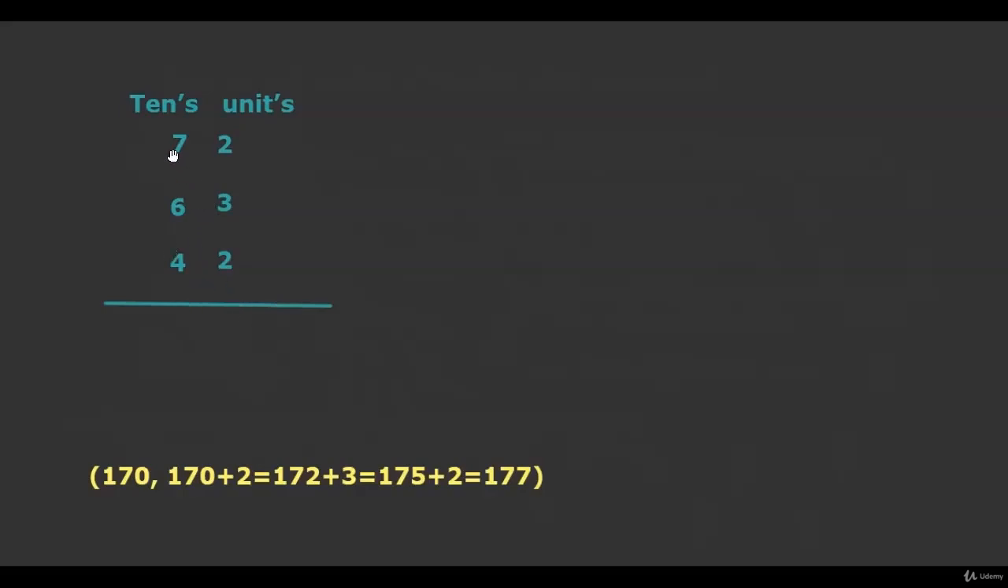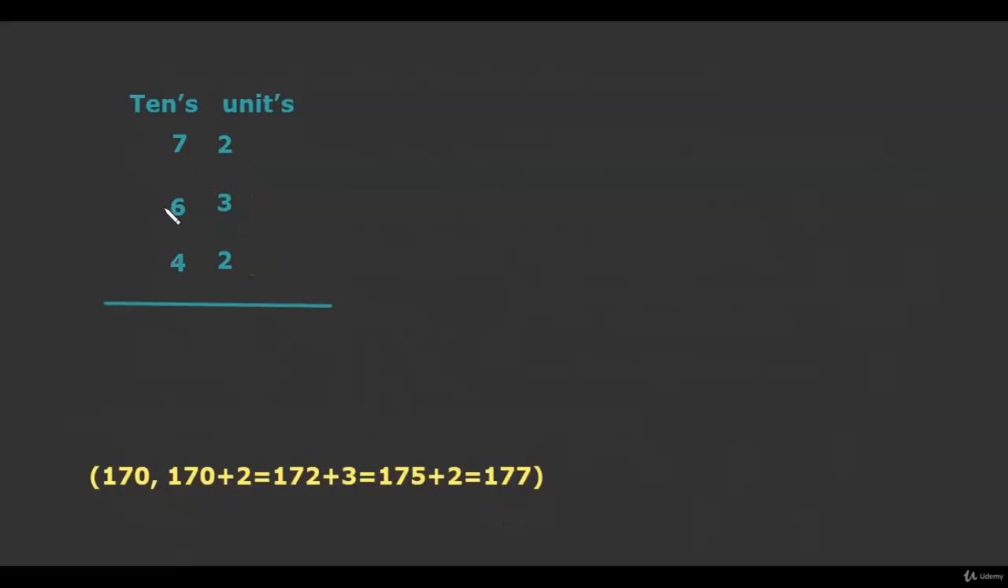Now this time we have to add a series of 3 double-digit numbers. For us this is 70, this is 60 and this is 40. Again we look for 10. 6 and 4 is 10. So 10 plus 7, 17. So this becomes 170. So we start with 170, then 172, 175, 177.